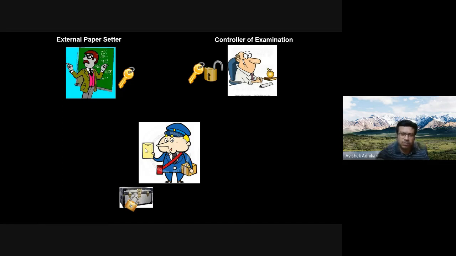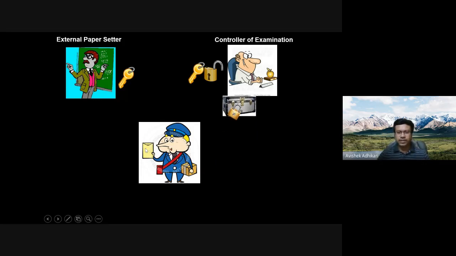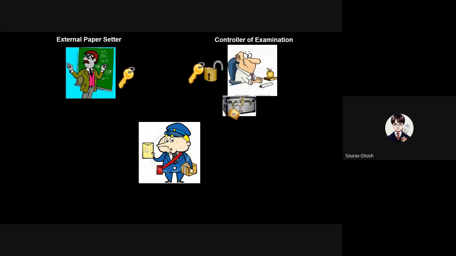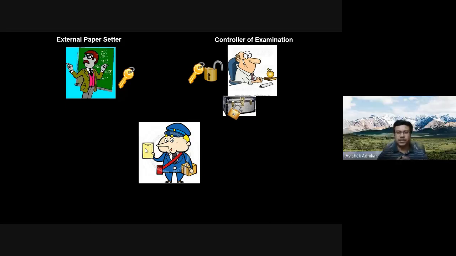Now what will the postman do? The postman will carry it and reach it to the controller of examination. Now if I ask you the question, how will the controller of examination open this? Any clue that you can give me? How is the controller of examination going to open this lock? Any idea? One answer: the COE will lock the box with another lock and key and send it back to the external paper setter. Okay, so that's one idea. Any other idea?